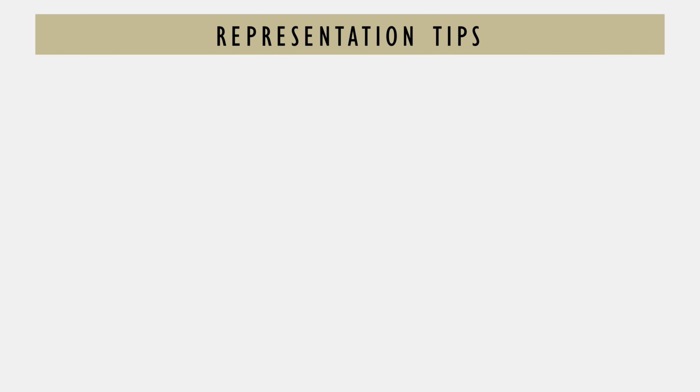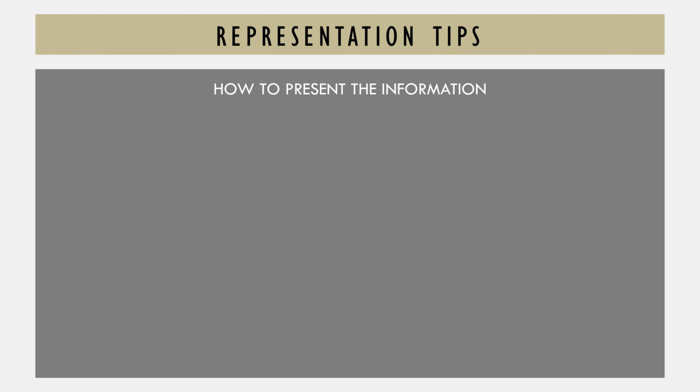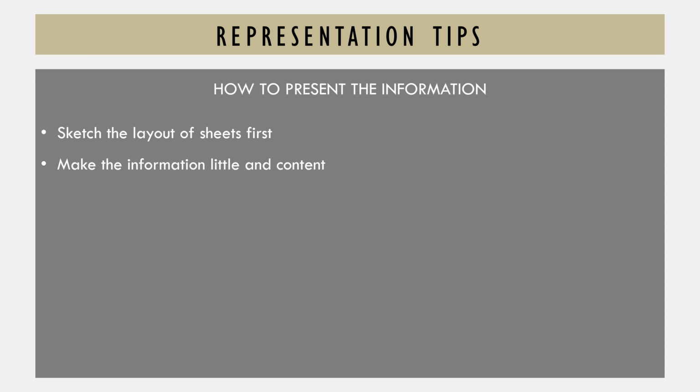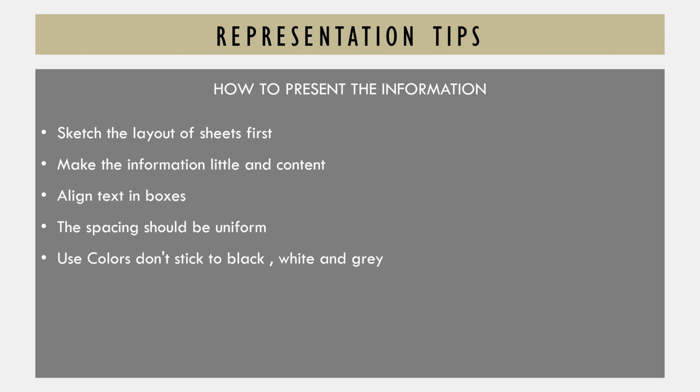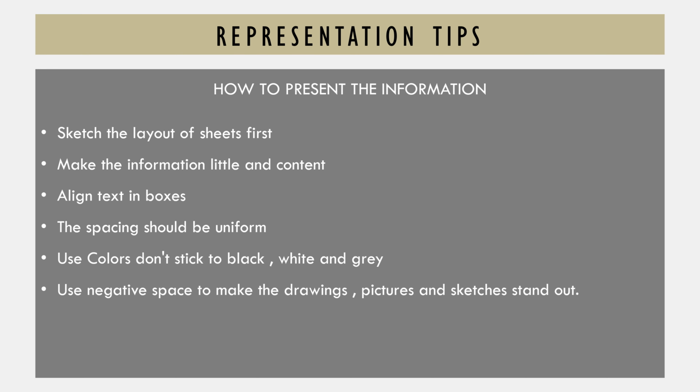Representation tips. How to represent the information. Sketch the layout of sheets first. Make the information neutral and contained. Align text in boxes. Spacing should be uniform. Use colors, don't stick to black, white and grey. Use negative spaces to make the drawings, pictures and sketches stand out.